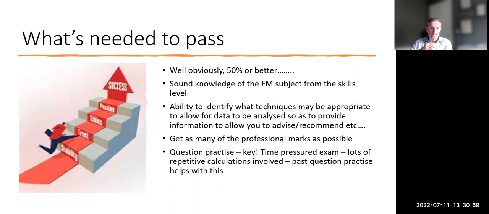Okay, if we go through the list here, I mentioned obviously you want to get 50%, a sound knowledge of the FM subject from the skills level as a prerequisite, and your ability to identify what techniques are appropriate in a given scenario. So you'll tend to find at the strategic professional level that the exam questions are not as specific as they were at the skills level, whereby they won't necessarily ask you to calculate a cost of capital. They might ask you to evaluate. And if they ask you to evaluate, what they're doing is leaving it up to you to identify what techniques are appropriate, and then for you to apply those techniques in a practical setting.